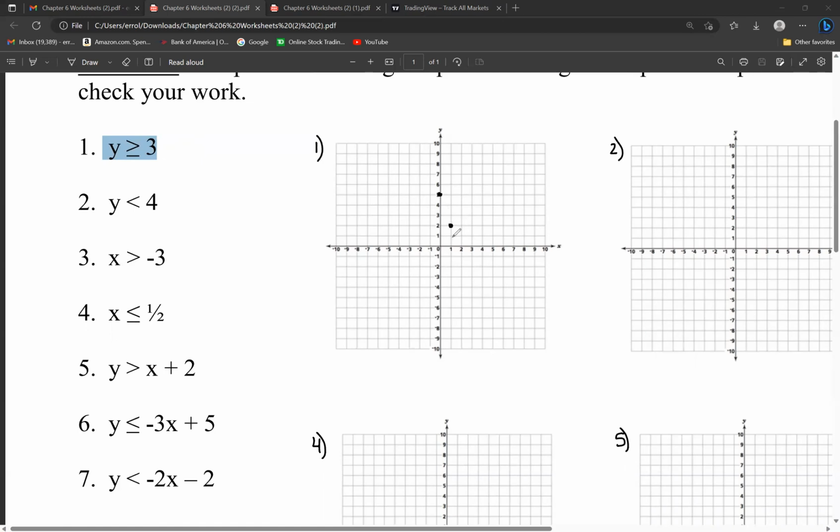And we could put in one more dot. Down 3, 1, 2, 3, to the right 1. Down 3, 1, 2, 3, to the right 1. Okay, so let's connect those dots.